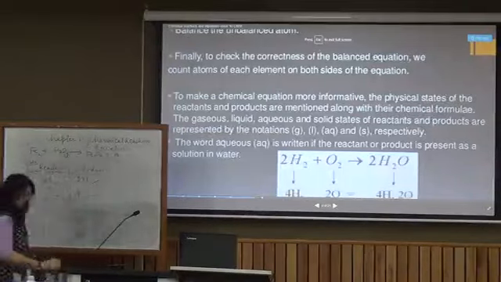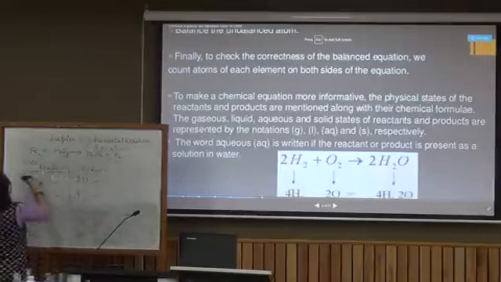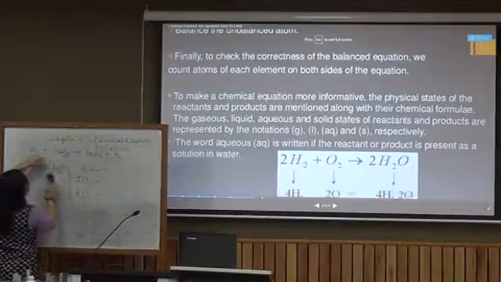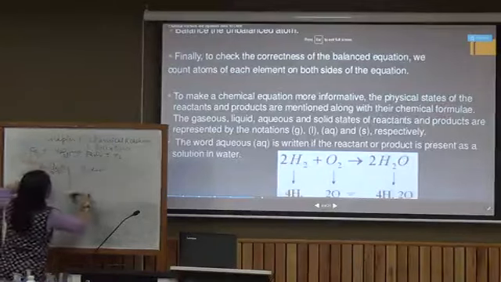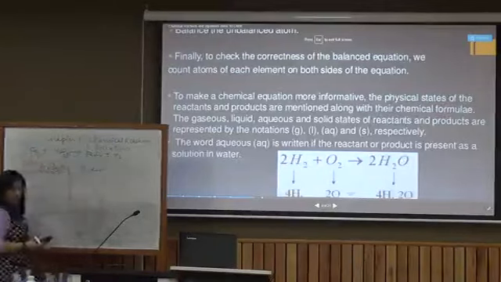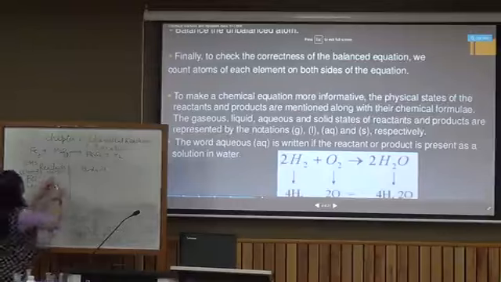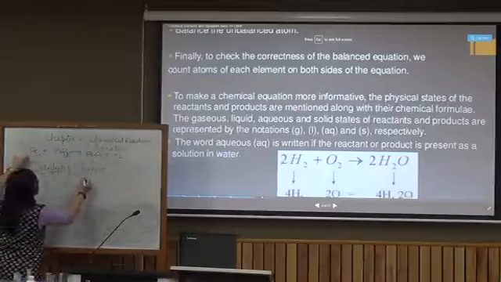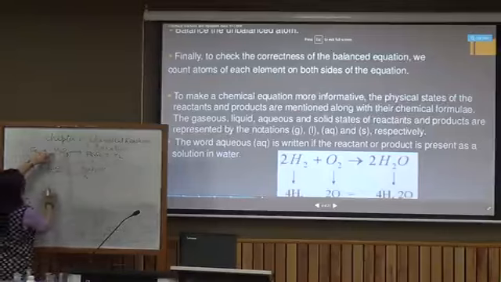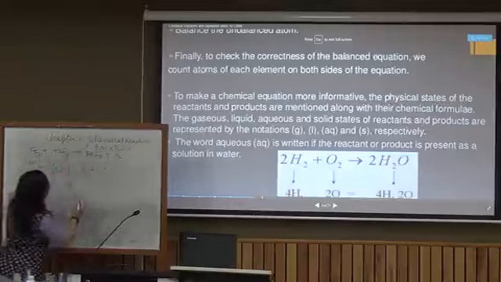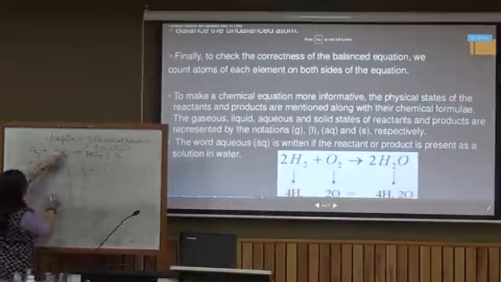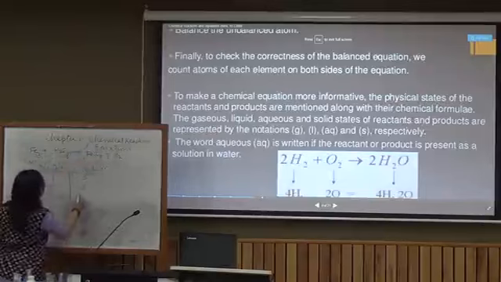Let us list the elements here. We have iron involved, we have hydrogen involved, and we have oxygen involved. So we have Fe, we have H, and we have O. Among the reactants, we have 1 atom of iron. In the products, we have 3. Hydrogens 2 and hydrogens 2. Oxygen 1 and oxygen 4.